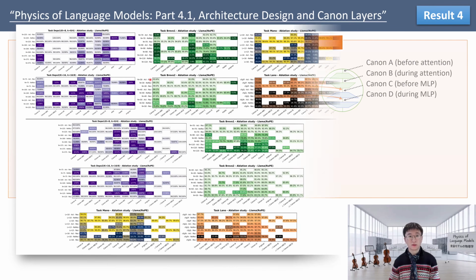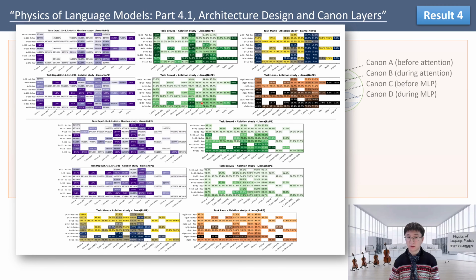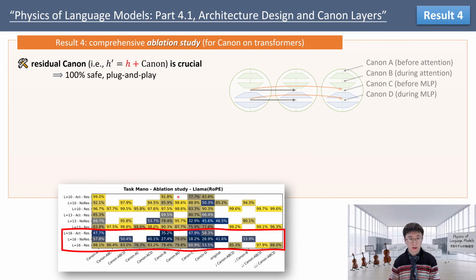In order to see this, we did some very comprehensive ablation studies, for NoPE and for RoPE. Just to zoom in on one of them, for instance this task, the so-called knowledge manipulation task. Here you have 9 rows, and each 3 of them are in a group. Say those 3 rows correspond to 16 hops of knowledge manipulation. This row corresponds to using the residual version of the Canon, and this one corresponds to using the non-residual version of the Canon. You see it generally performs much worse than using the residual version.